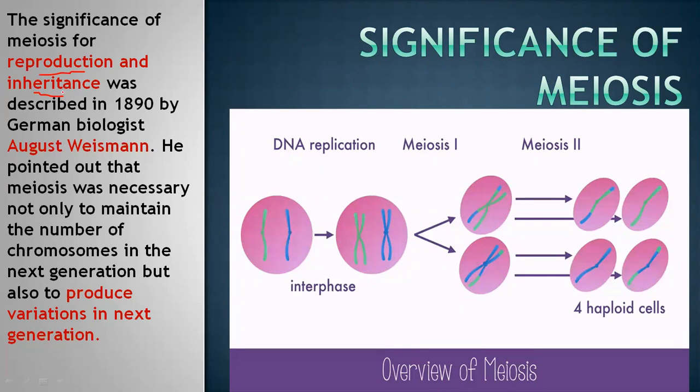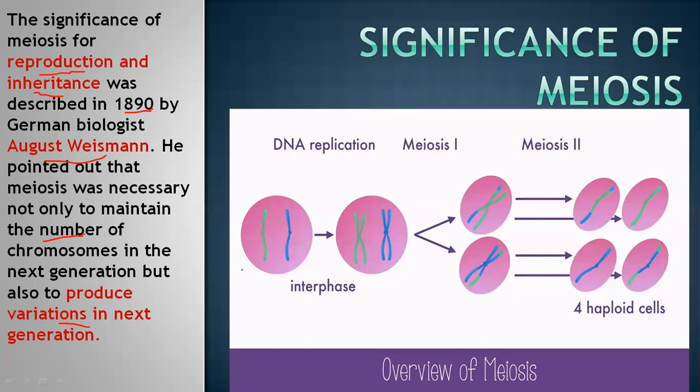with meiosis was described in 1890 by German biologist August Weismann. He pointed out that meiosis was necessary not only to maintain the number of chromosomes in the next generation, but to produce variations in the next generation. In the meiosis topic, we have discussed in detail how the genetic variations occur in the next generation.